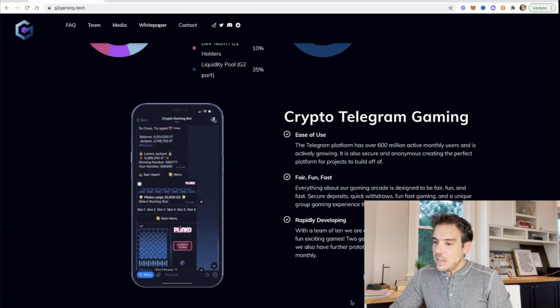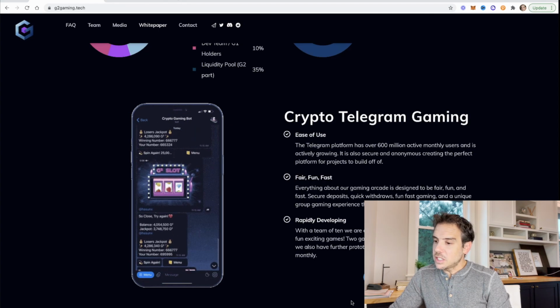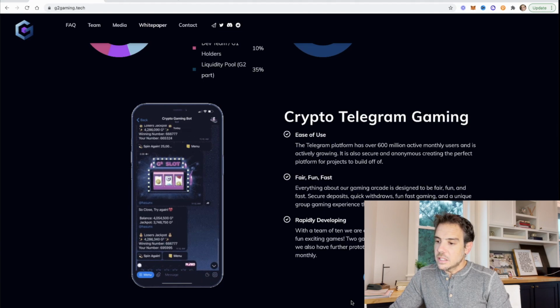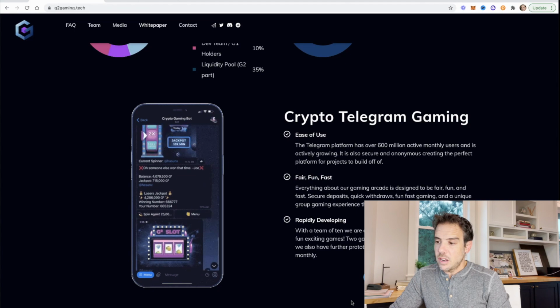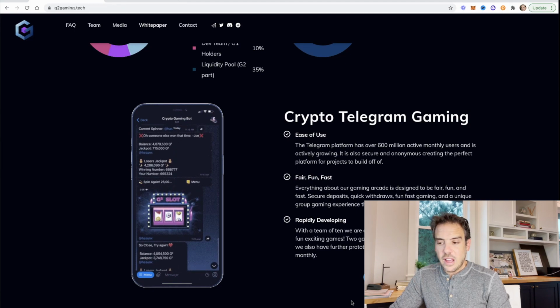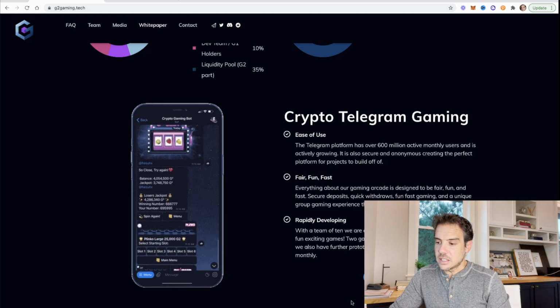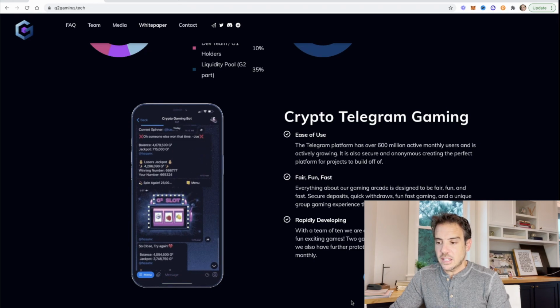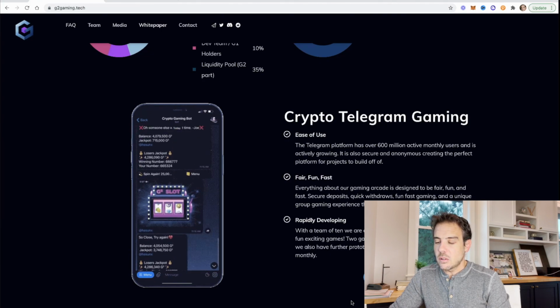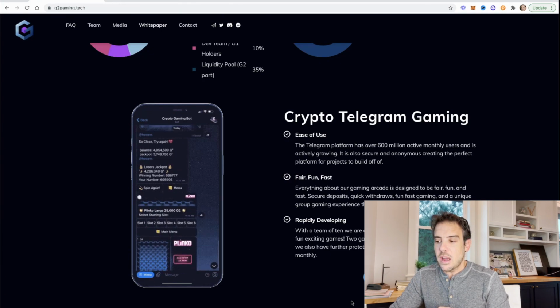Crypto Telegram Gaming, ease of use. The Telegram platform has over 600 million active monthly users and is actively growing. It is also secure and anonymous, creating the perfect platform for projects to build off of. It's fair, fun, and fast. Everything about our gaming arcade is designed to be fair, fun, and fast. Secure deposits, quick withdrawals, fun, fast gaming, and a unique group gaming experience that you have to experience.